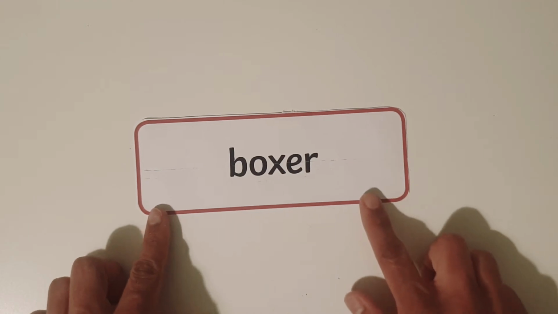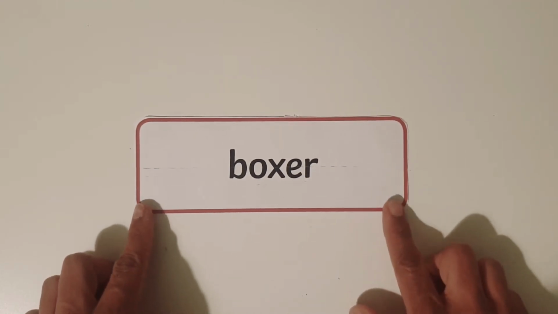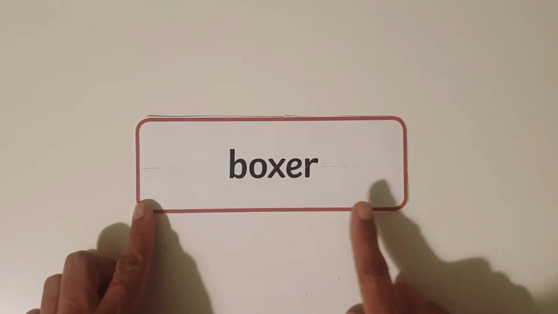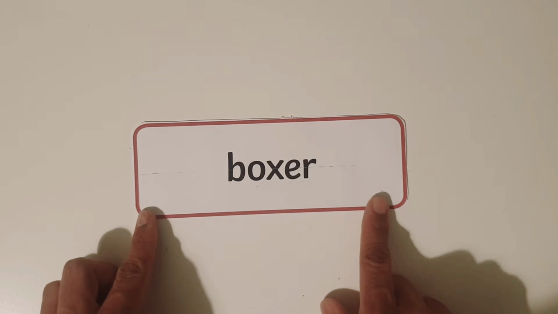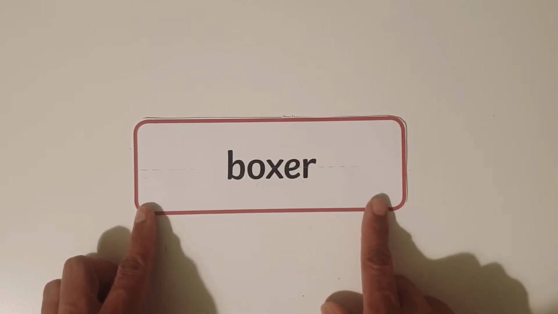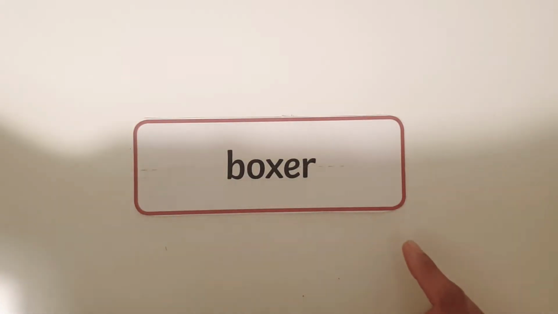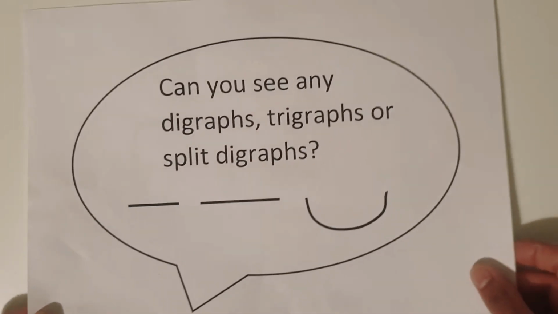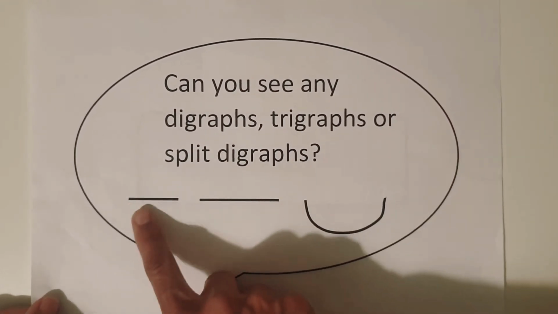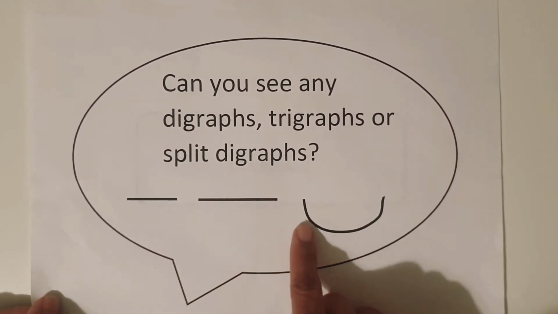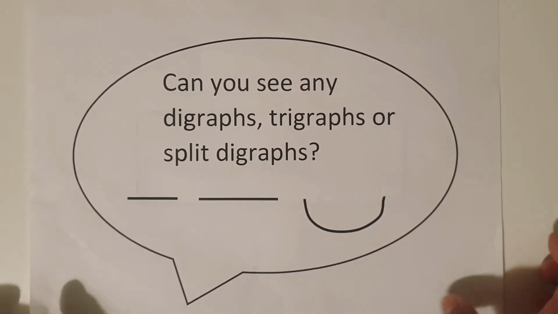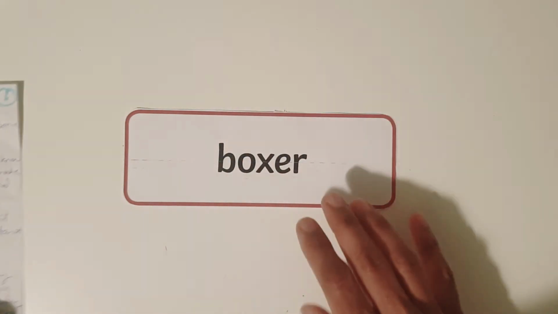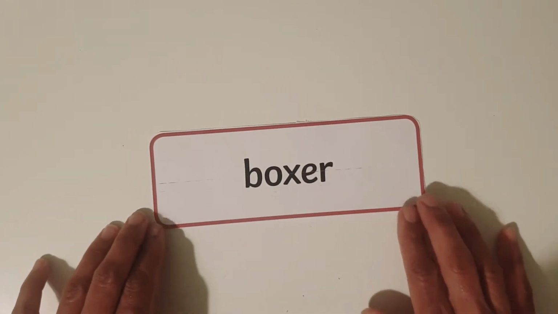So I'm going to ask myself our first question, is it a real or alien word? Now I can see it's a real word because there are no alien pictures next to the word. So when I read it, it must make sense. You also need to ask yourself a second question, and that is, can you see any digraphs, trigraphs, or split digraphs? So you take a careful look at the word and see if you can spot any of these.